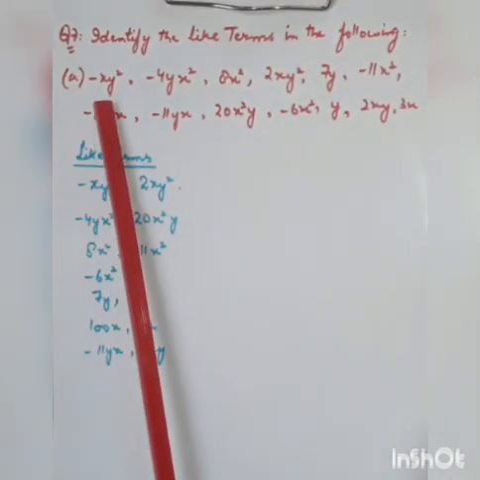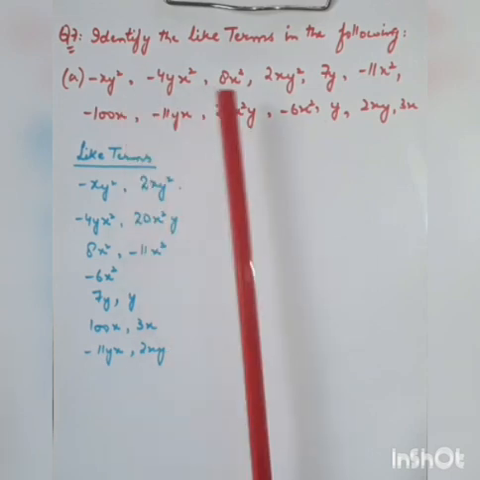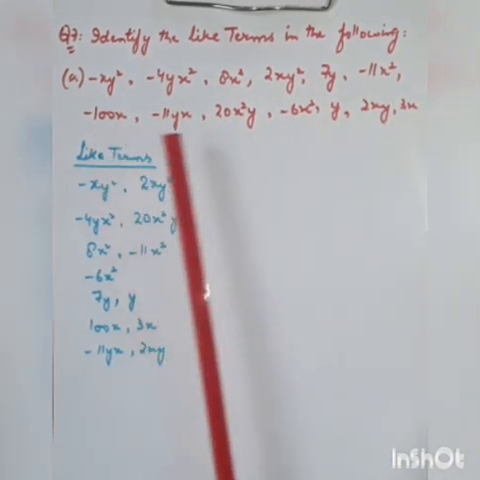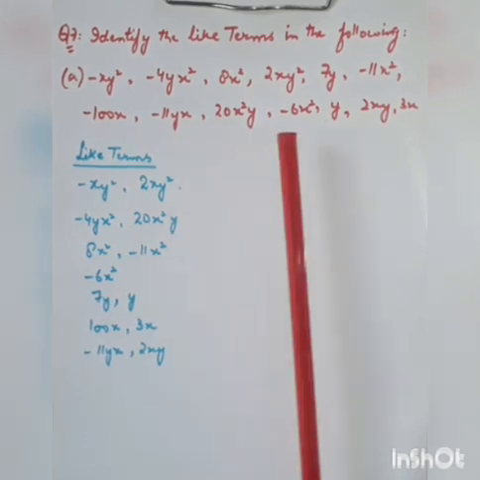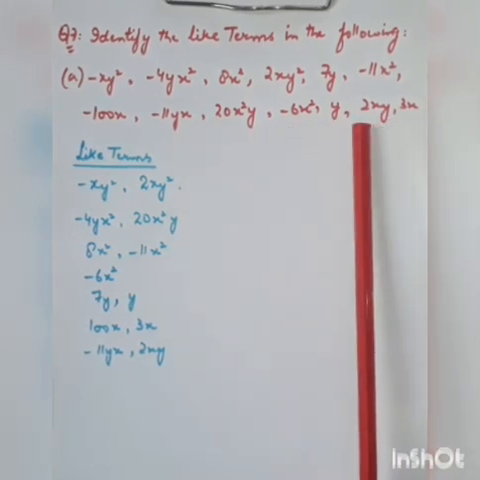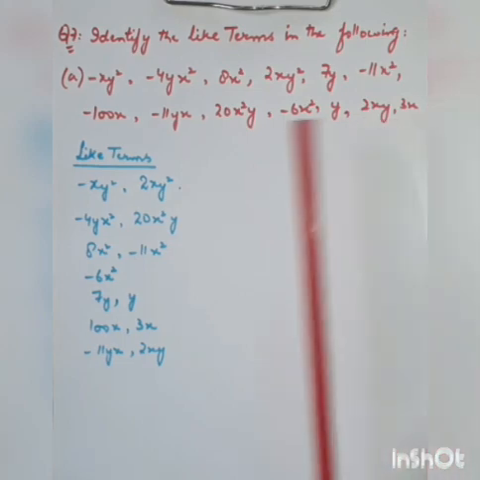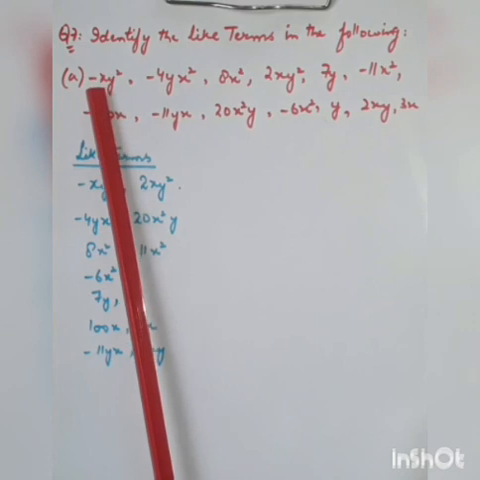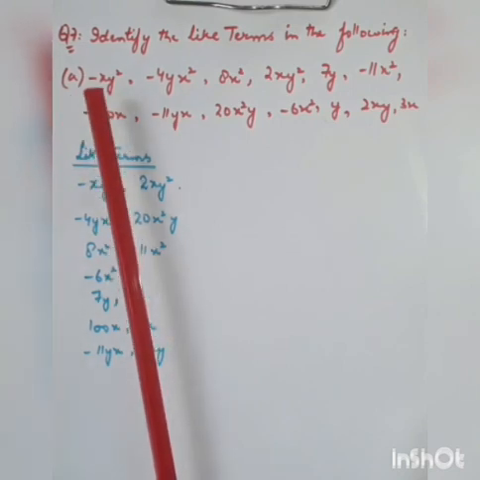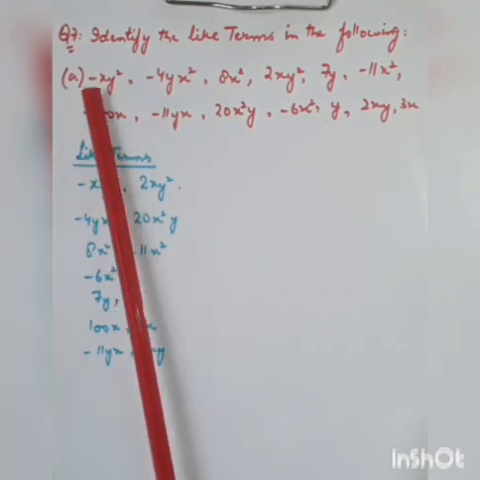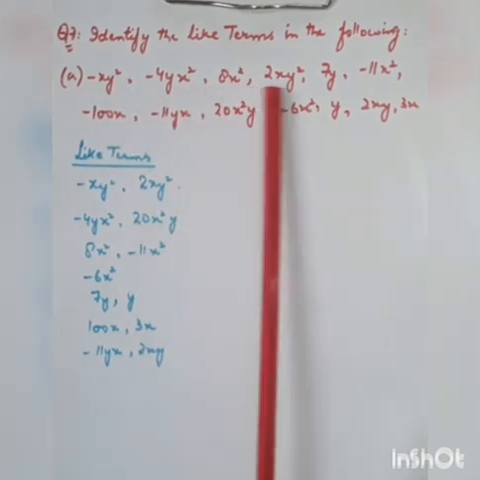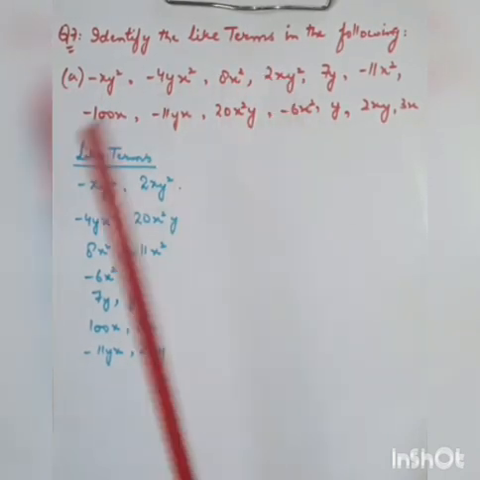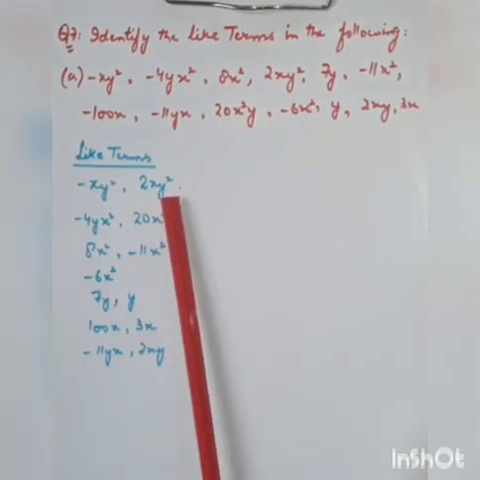Now students, question number 7 is identify the like terms in the following. Part first is minus xy square, minus 4yx square, 8x square, 2xy square, 7y, minus 11x square, minus 100x, minus 11yx, 20x square y, minus 6x square y, 2xy and 3x. So we have to identify the like terms. See students, this first term is having x and y square. Now we have to find out another term which contains x and y square. So this is the term, this is having x and y square. So these are the like terms, minus xy square and 2xy square.